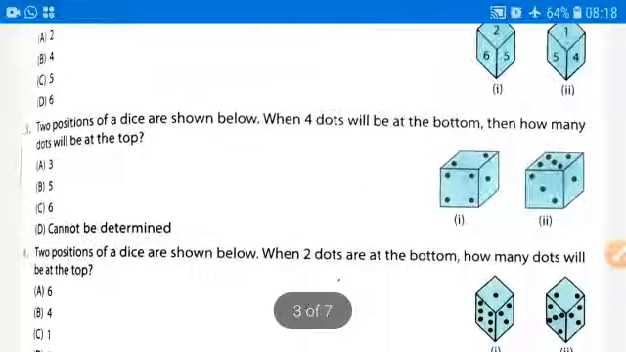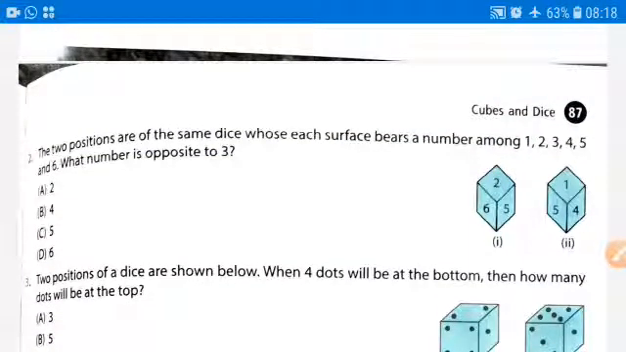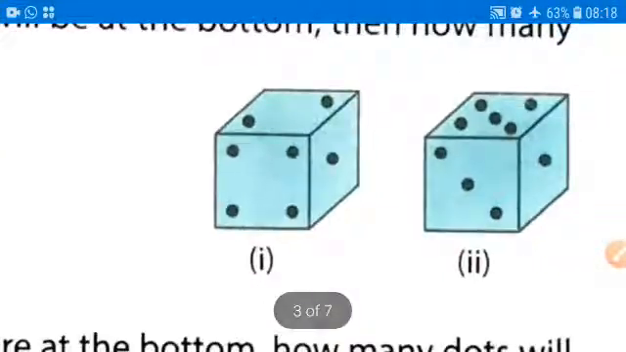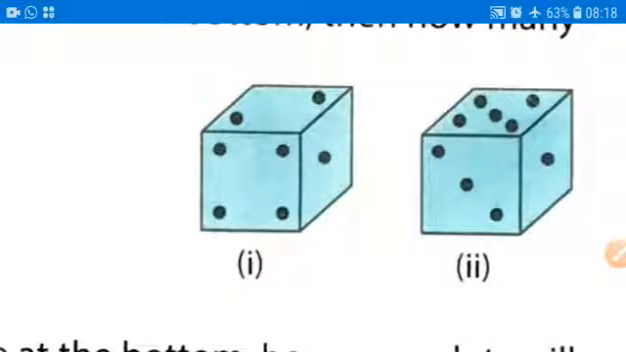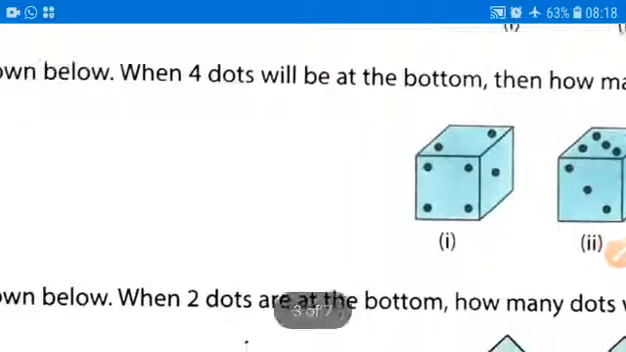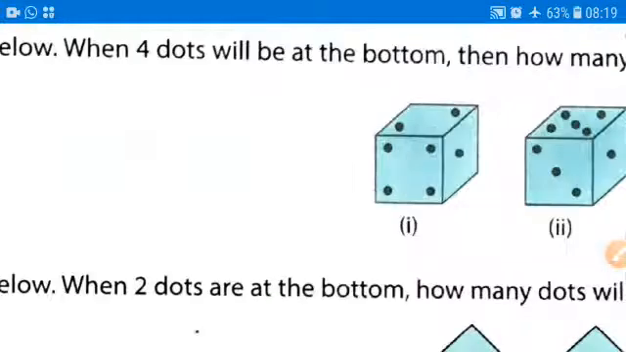Now coming to the next question, question number 3. Two positions of a dice are shown below. When 4 dots are at the bottom, how many dots will be at the top? Again, first of all check whether this is a standard dice or not. It is not clearly stated here which kind of dice this is, so let's check with our method.